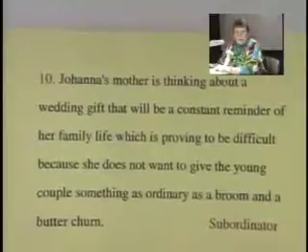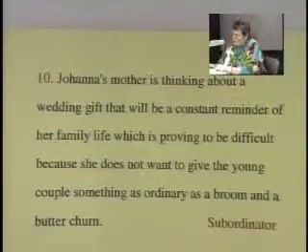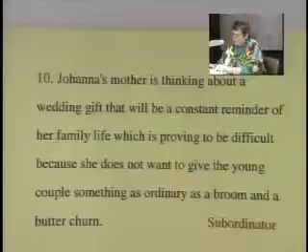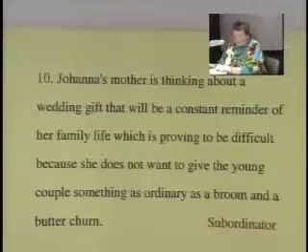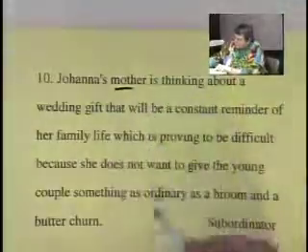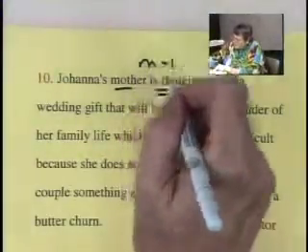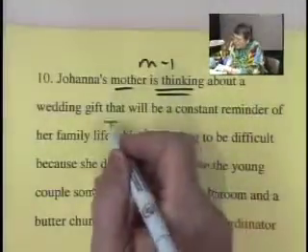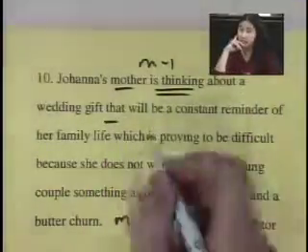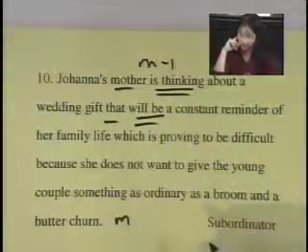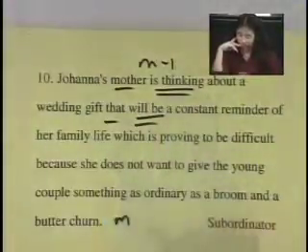Let's try number 10. Joanna's mother is thinking about a wedding gift that will be a constant reminder of her family life, which is proving to be difficult because she does not want to give the young couple something as ordinary as a broom and a butter churn. Janice, where's the subject? Mother. And how about a verb? Is thinking. And what kind of a clause is that? Main. Give me another subject. That. Yes, you're right. And a verb? Will be. Will be. And what kind of a clause? Dependent. And the subordinate? Which. No, oh, that. That.